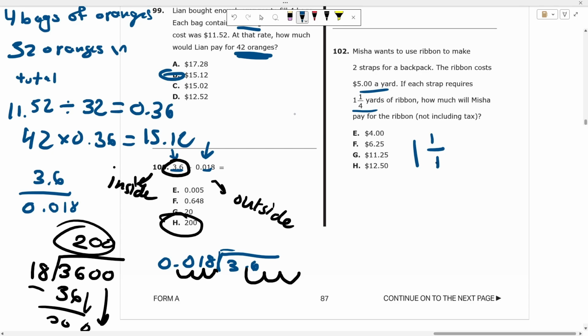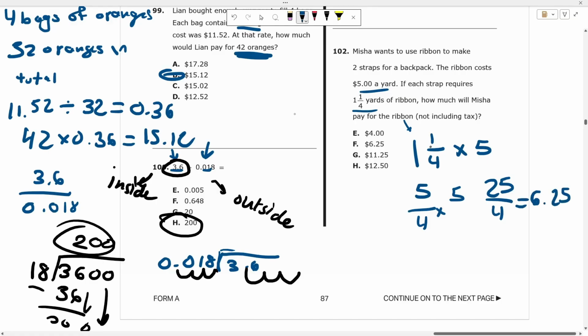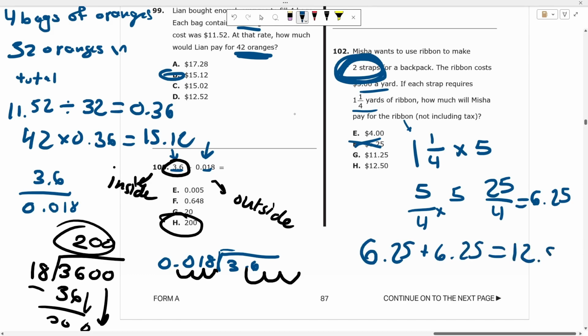Well, if you have 1 1/4 yards and it costs $5 per yard, just multiply it by 5, okay? In order for me to multiply this, I can convert this mixed number into an improper fraction. So 1 times 4 is 4, 4 plus 1 is 5, so that's equal to 5 over 4. Times 5 is 25 over 4, which is equal to $6.25. So each strap is equal to $6.25. My answer is not F, because you need 2 straps. So what's 6.25 plus 6.25? It's $12.50 for the 2 straps, which is choice H.